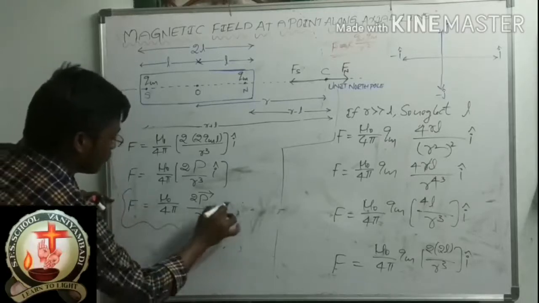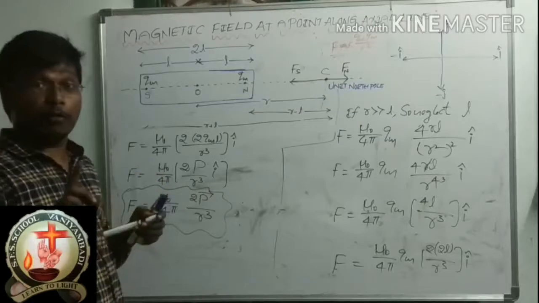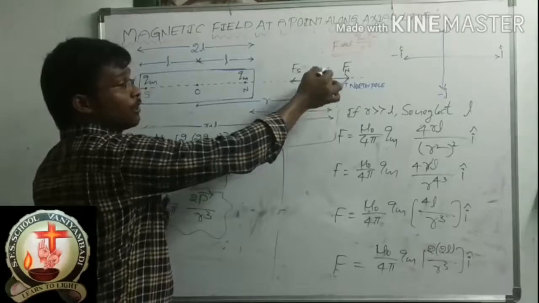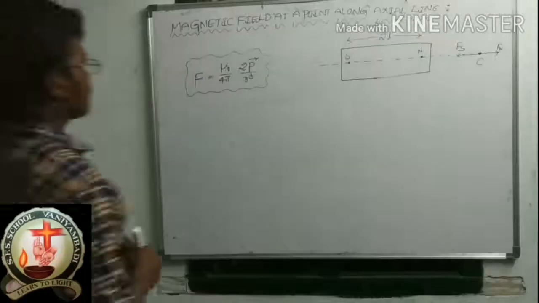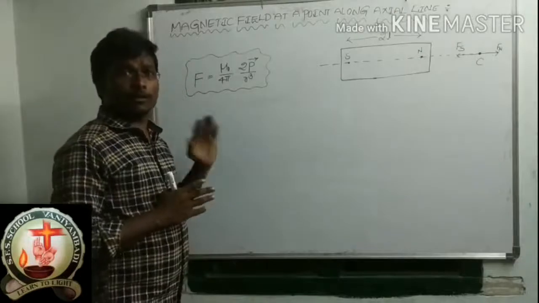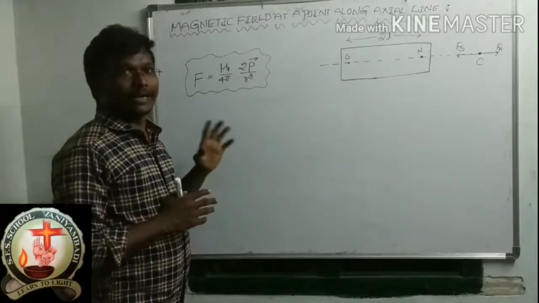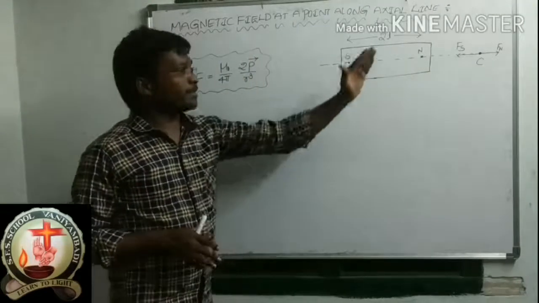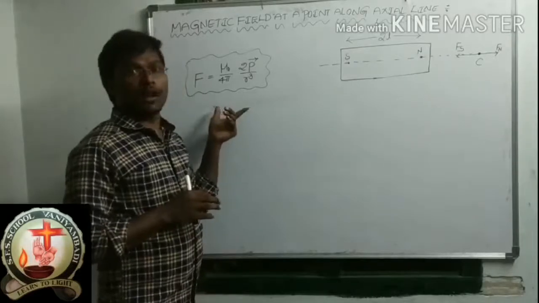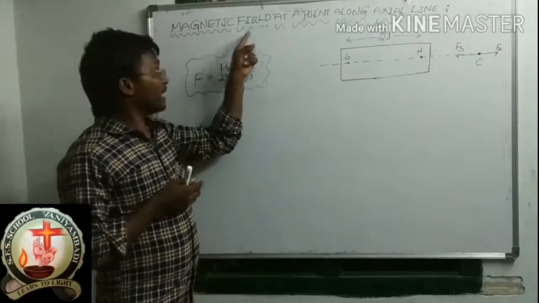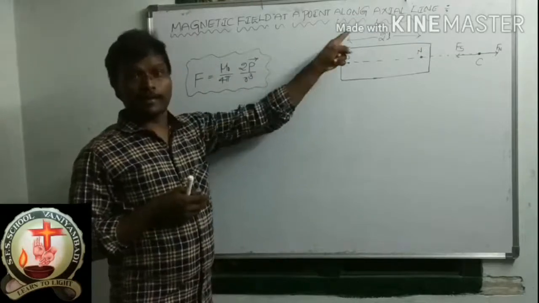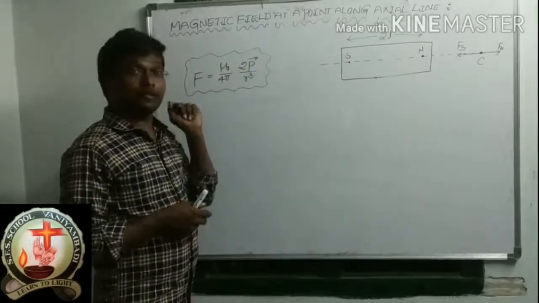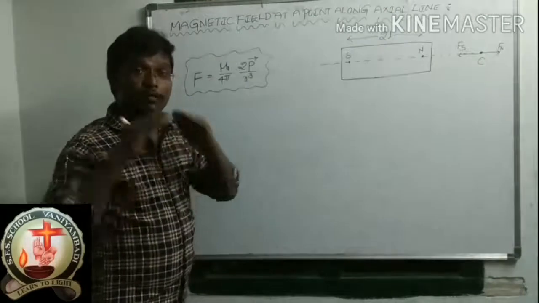This is the value of total force acting at a point C. Correct, no? This is the total force acting at a point C. But this is not our final expression. We have to find the magnetic field at a point along the axial line. We have to find at point C the magnetic field, not force. Okay. But here you can remember one point.